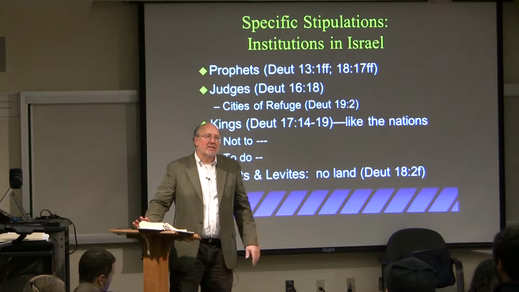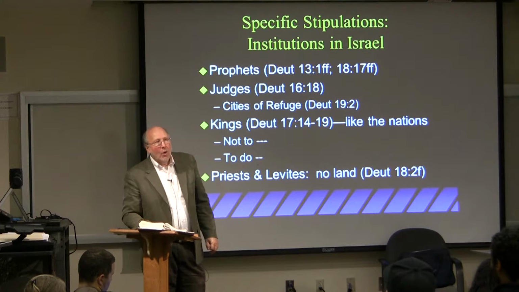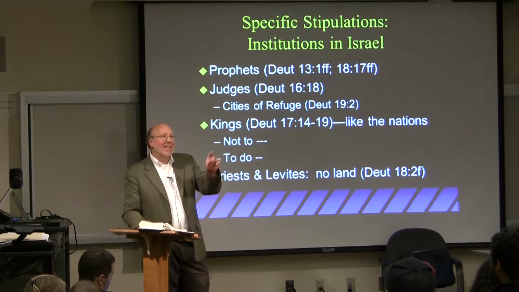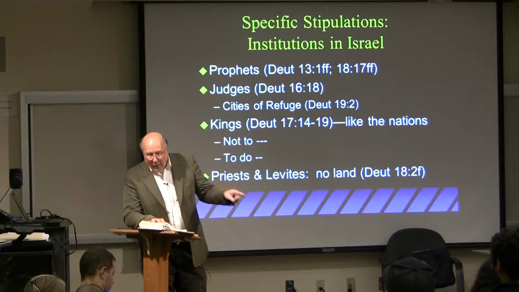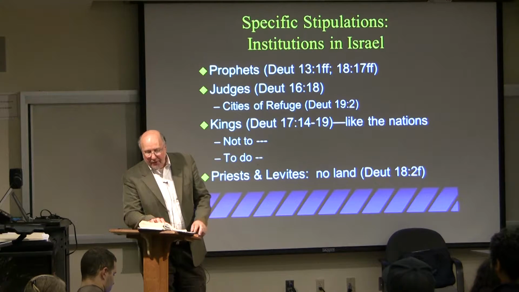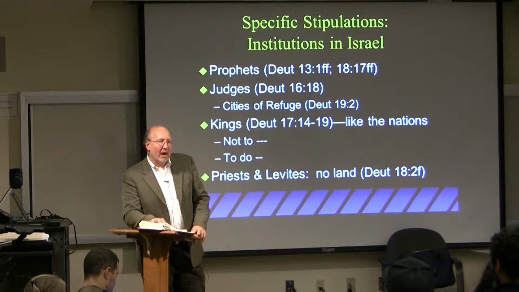All the other tribes get land. The Levites are not to have any land. Why? What was their inheritance? The land was not their inheritance. The text here says, you get no inheritance among their brothers. The Lord is their inheritance.